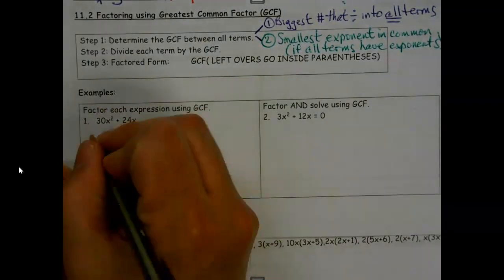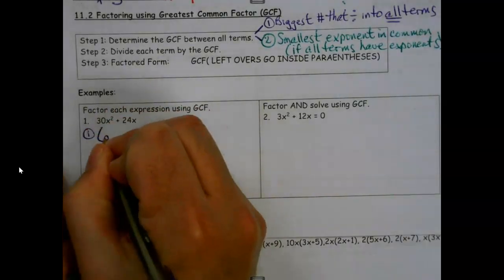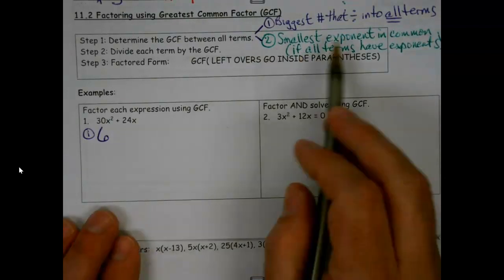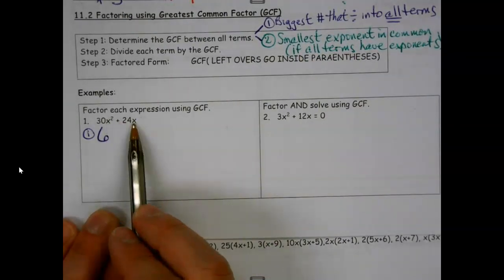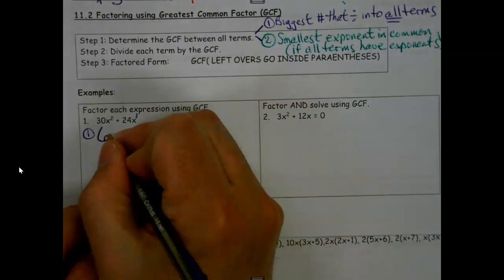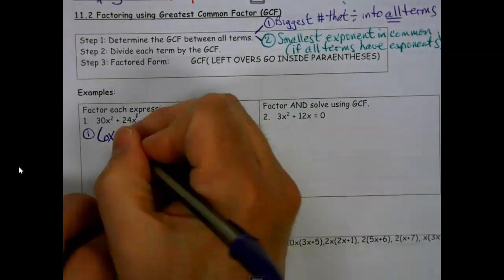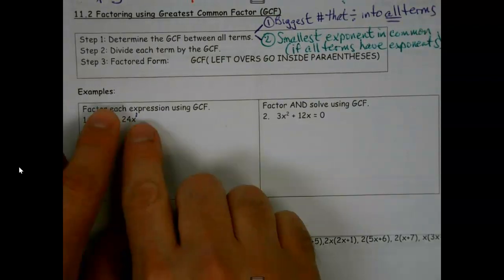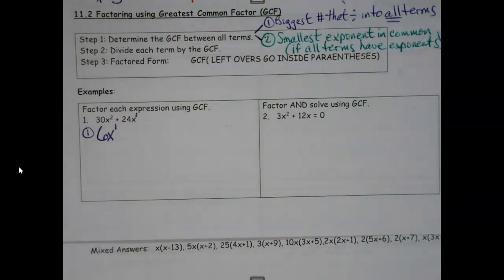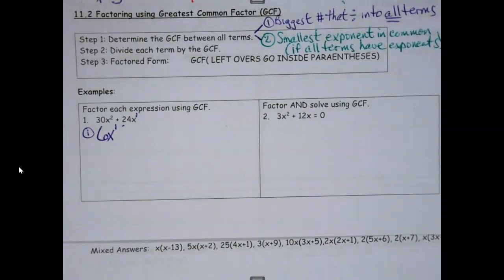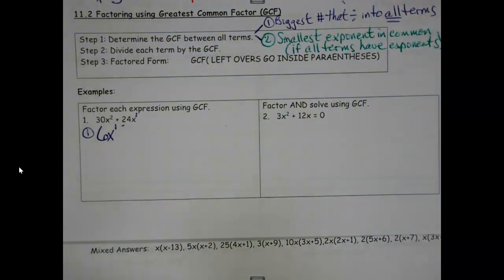So here, step 1, 6 is the biggest number that will go in. Then also I have x squared and I have just plain old x, or x to the first, if I wanted to look at it that way. So I can put 6x or 6x to the first. Biggest number, smallest exponent. Okay? So now, divide each term by the GCF and then the factored form. So we're going to blend steps 2 and 3 together.